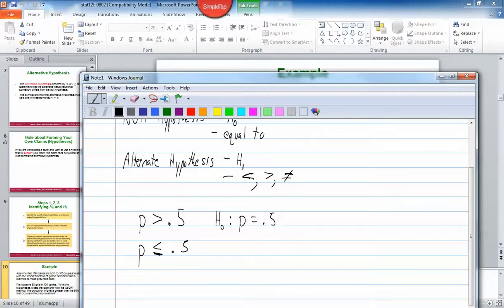The other thing that we have written down, sometimes it's the original claim, sometimes it's not, will be our alternate hypothesis. So H sub 1 is going to be P is greater than 0.5. Alright, so we write down the claim using inequality symbols. We write down the opposite of the claim. The one that has equality is the null hypothesis. The other one is the alternate hypothesis.